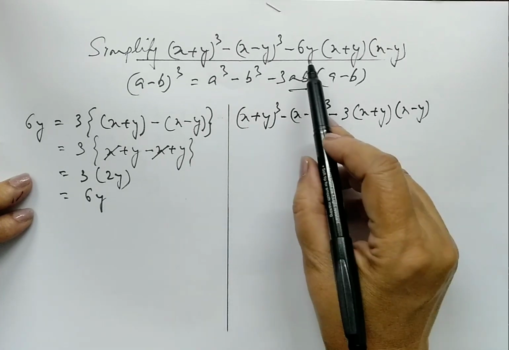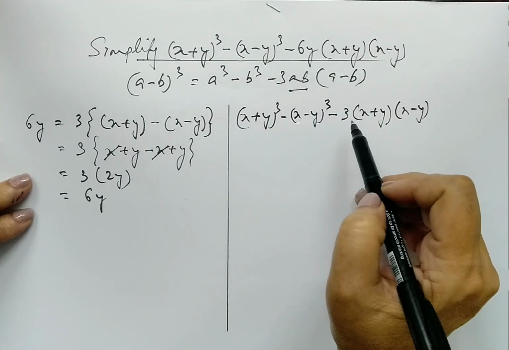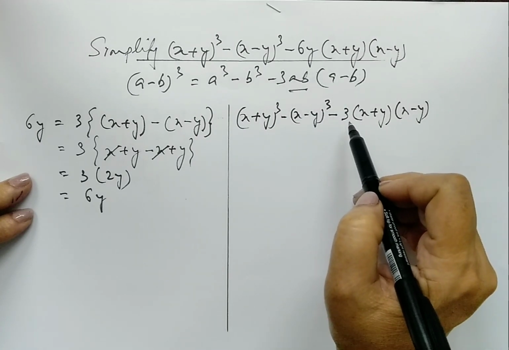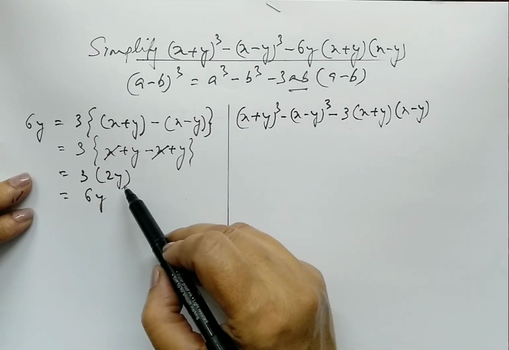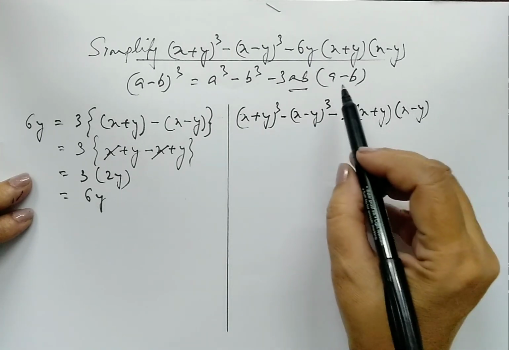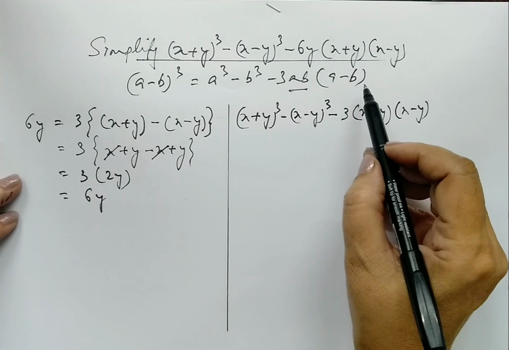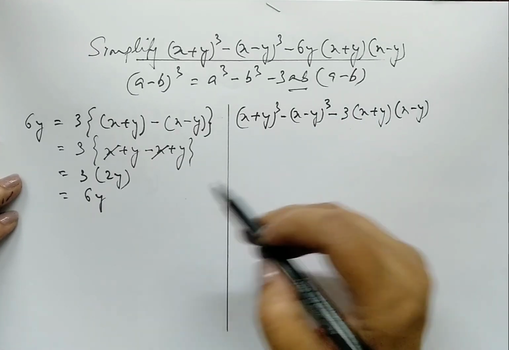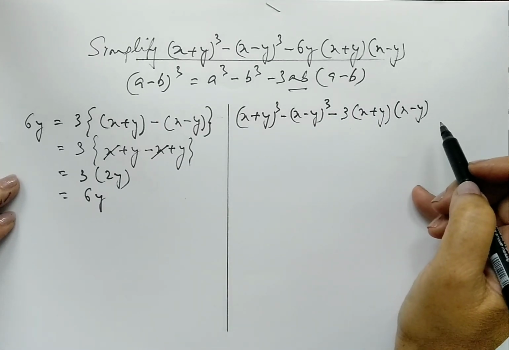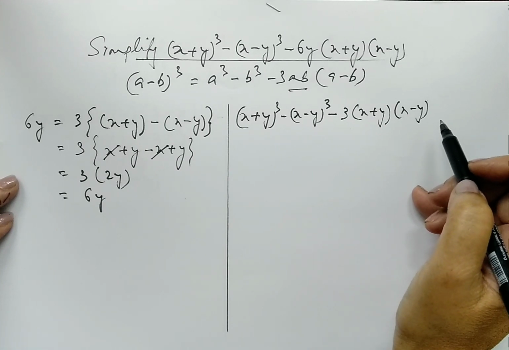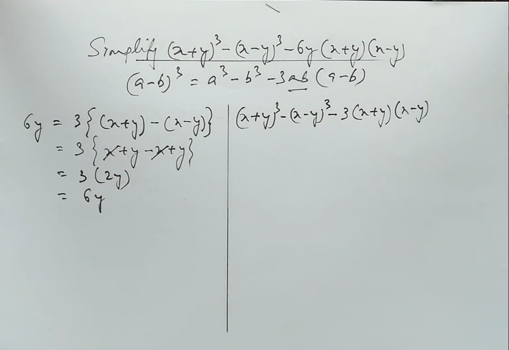Remember guys, I haven't written 6y here. Deliberately I have written 3 here so that the 2y that we get out of the difference of a minus b can be settled here. Remember, this is a delicate sum. You have to understand each and every step very, very clearly. Alright?